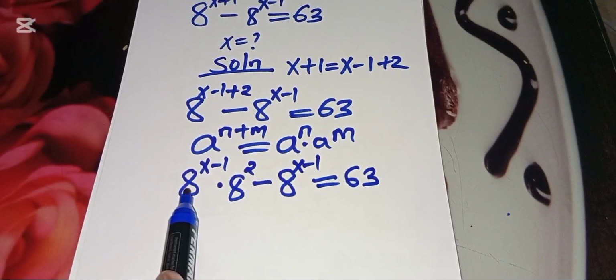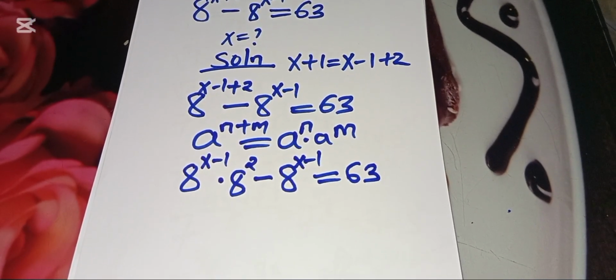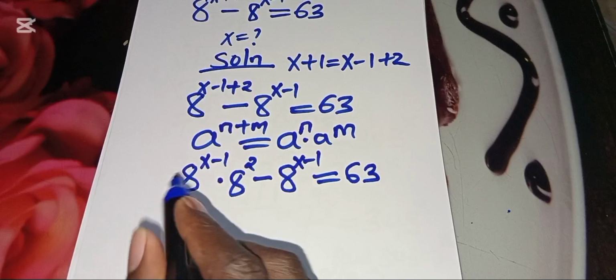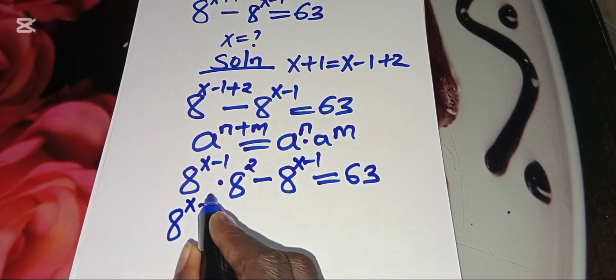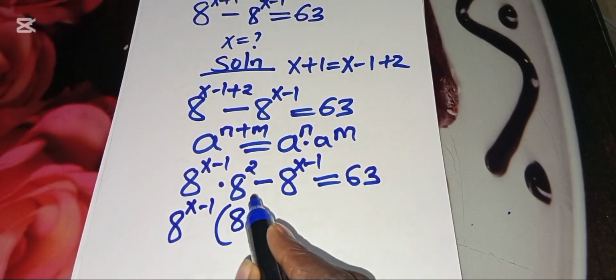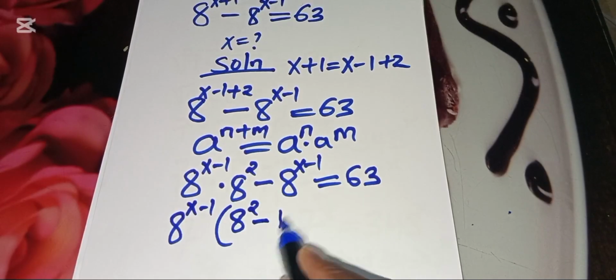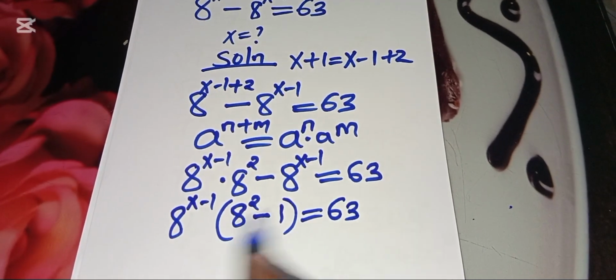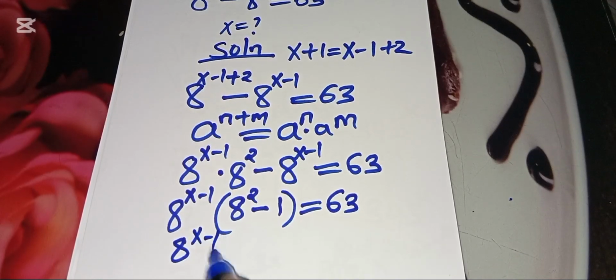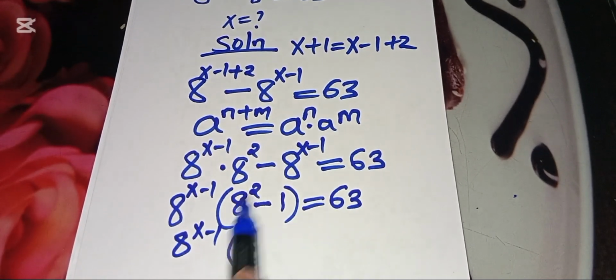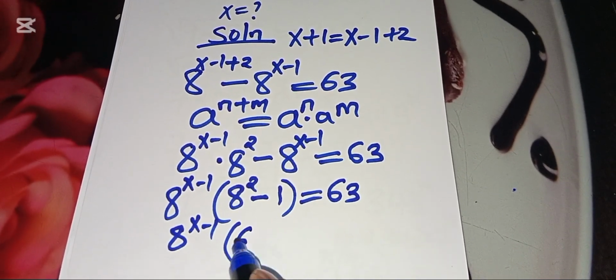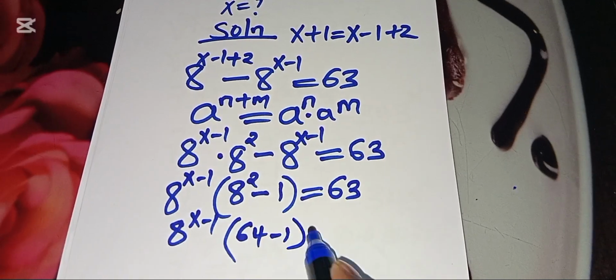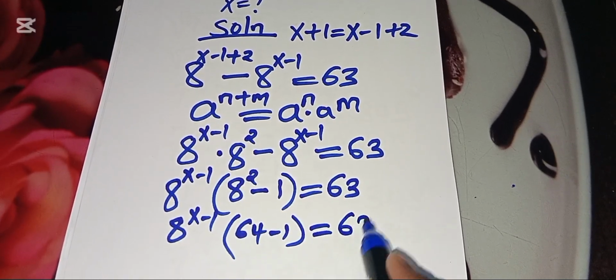Now as you can see, 8 raised to power x minus 1 is common, so we factor out 8 raised to power x minus 1. You will have 8 raised to power 2 subtract 1. This is equal to 63. So we'll have 8 raised to power x minus 1 into the bracket. This is 8 squared, which is equal to 64. Subtract 1. This is equal to 63.